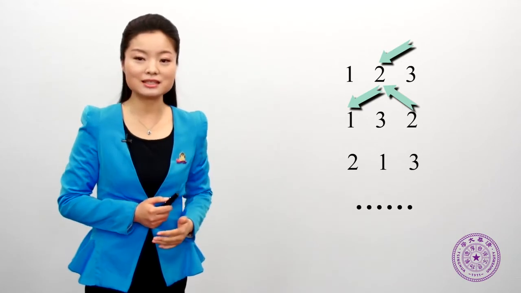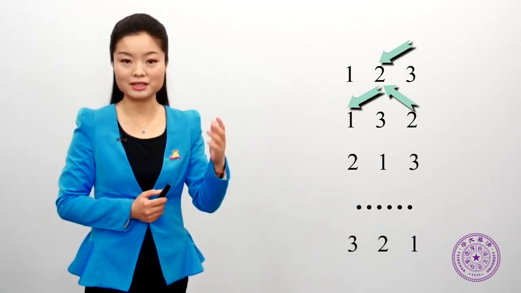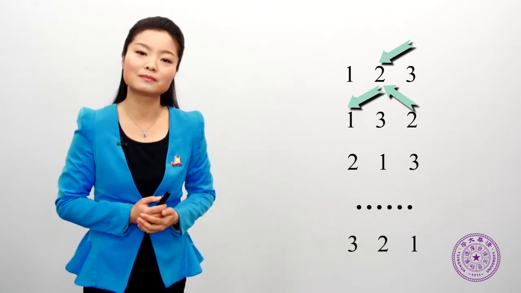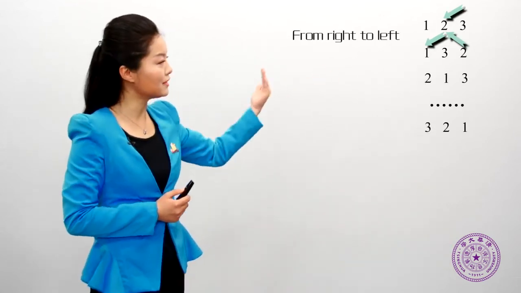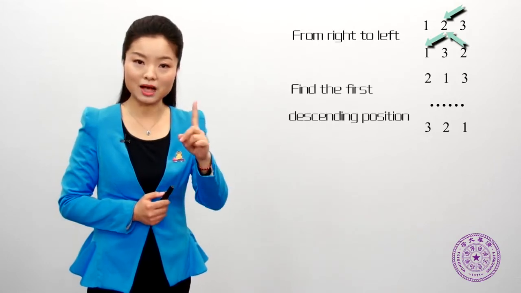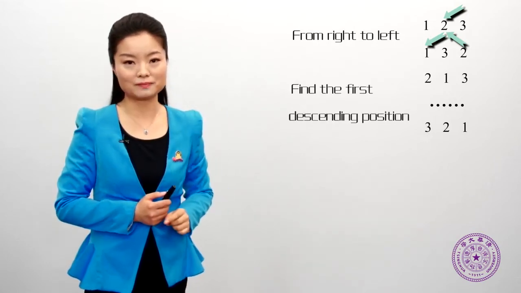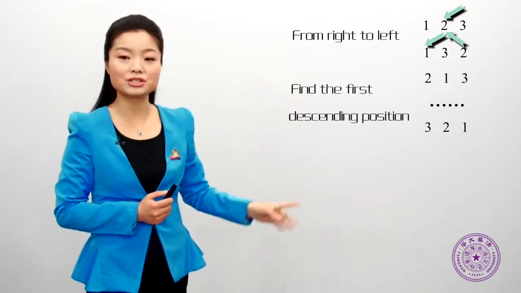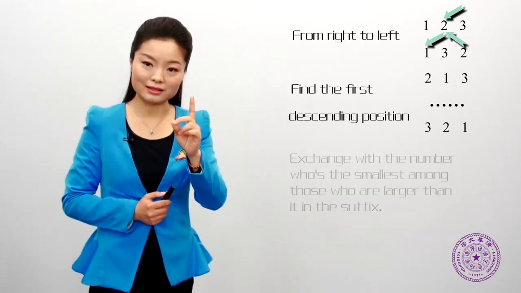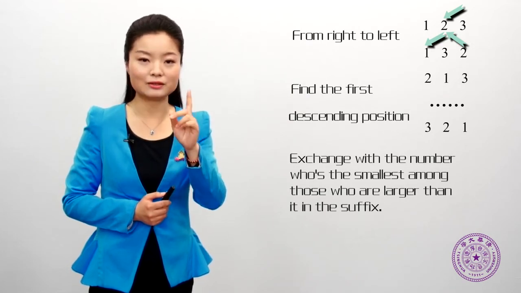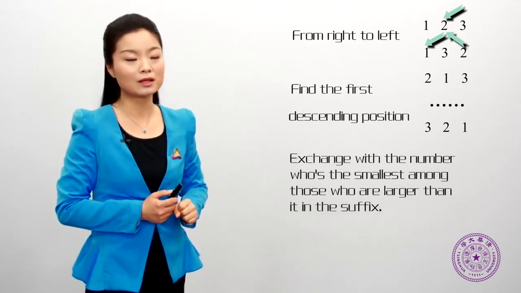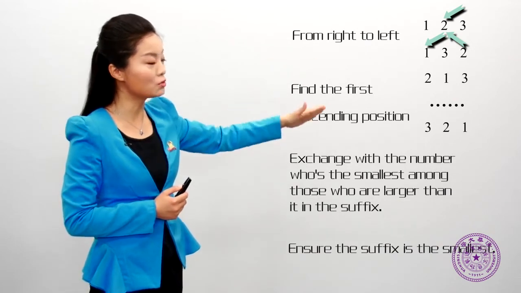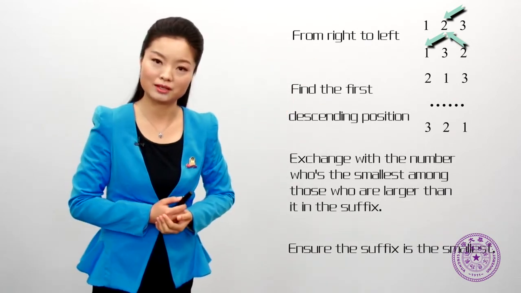And so forth. With this idea, we could generate all permutations in lexicographic order. What's the key? At first, we need to guarantee that we are scanning from right to left and find the first descending position. This number will be exchanged with the number that is the smallest among those larger than it in the suffix. Finally, guarantee that the suffix is the smallest suffix. So we could permute in lexicographic order.